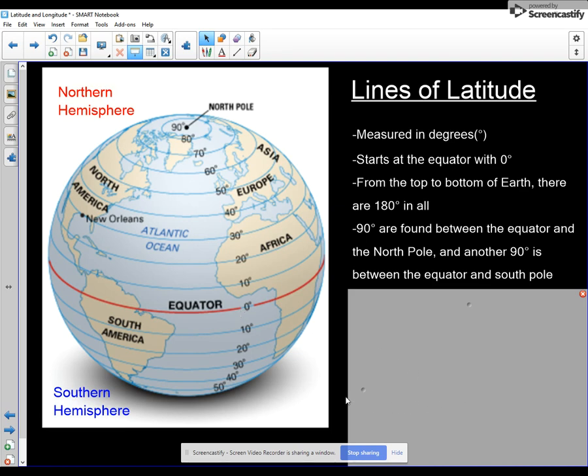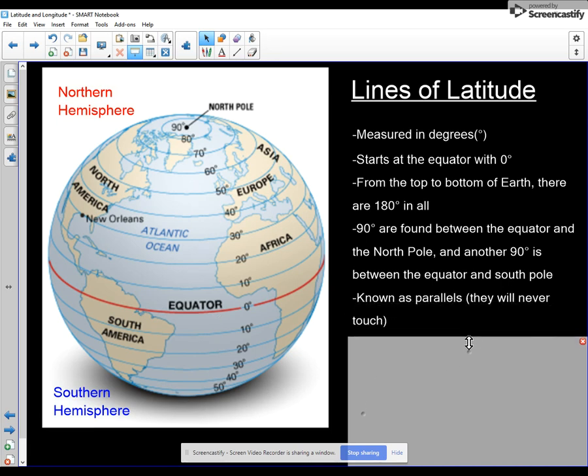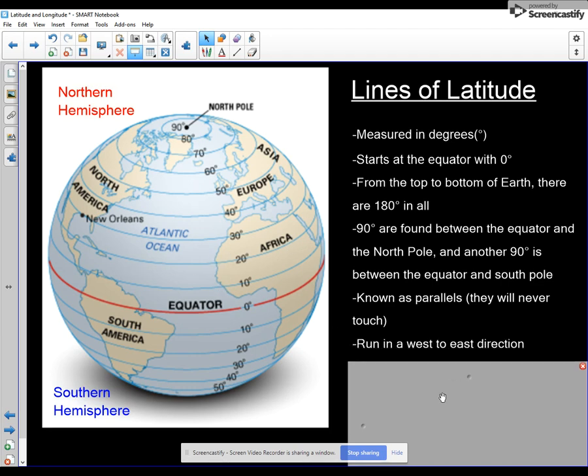There are no more than 180 degrees. And the top number you see is going to be 90, and the bottom number in the south is going to be 90 as well. Something interesting about lines of latitude is that they will never touch. If you put your finger on a line and swirl the globe around, your finger will stay on that exact line. They run west to east. So they go around the globe almost like hugging it, west to east.